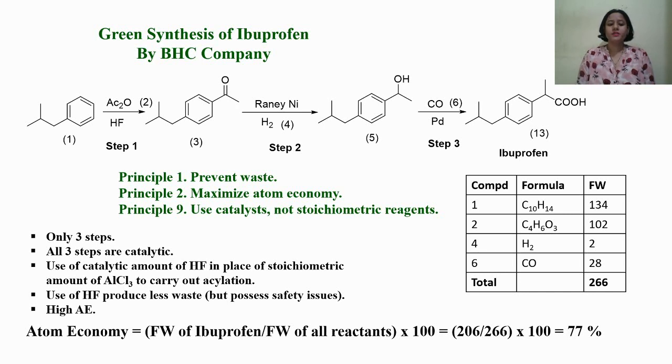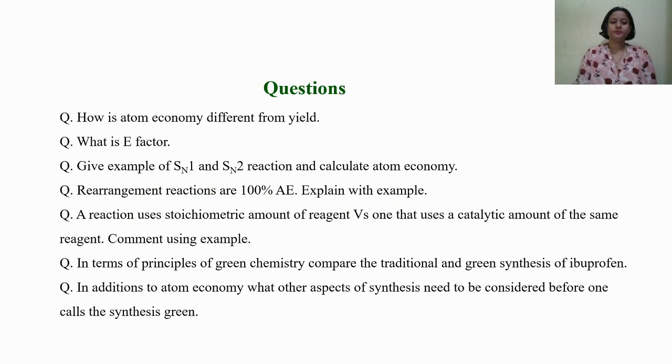It follows the first principle of green chemistry, which states prevent waste. It is following the second principle of green chemistry, that is maximize atom economy. Principle 9 of green chemistry is also being followed by this method, that is the use of catalysts, not stoichiometric reagents. Now here we have seen how to calculate the atom economy of a multi-step synthesis, and based on atom economy and other factors, how can we consider a reaction to be green or not?